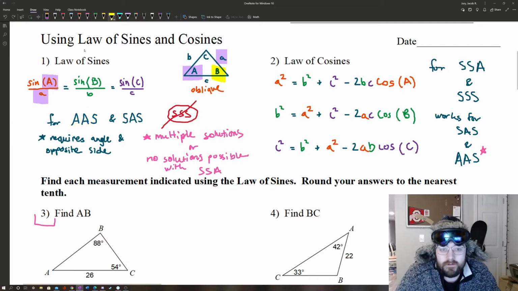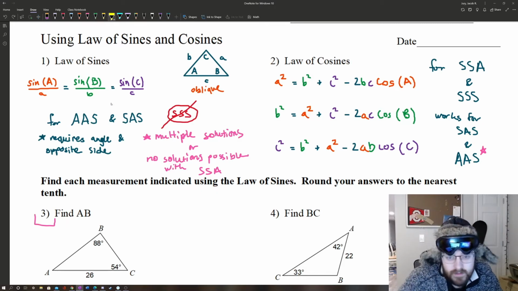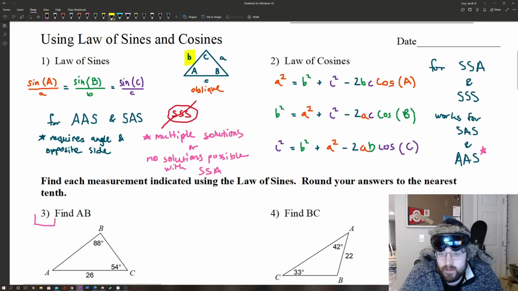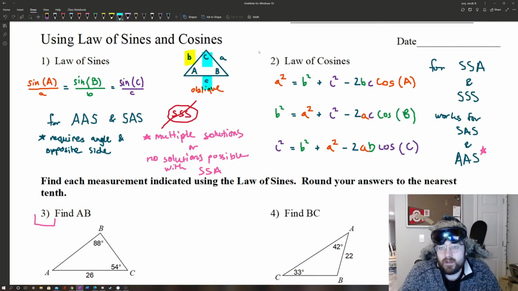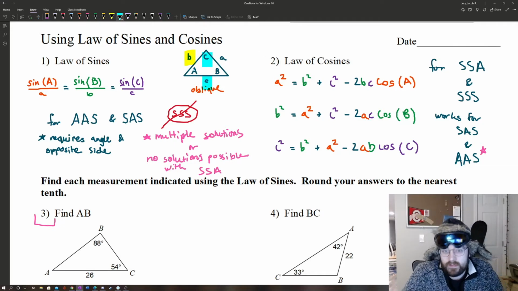If we want to use it in a different way, then we could know two sides and then one of those sides' opposite angles. So we could know B and C, and we'd have to know, let's use these colors, C's opposite angle, the angle opposite C, which we call C as well.